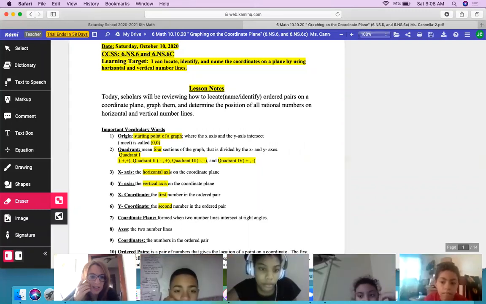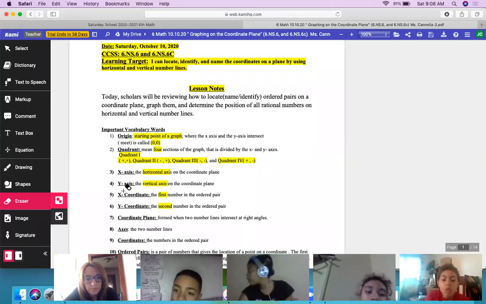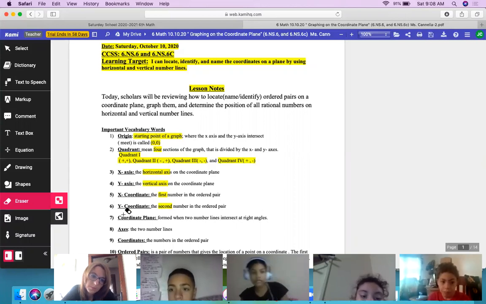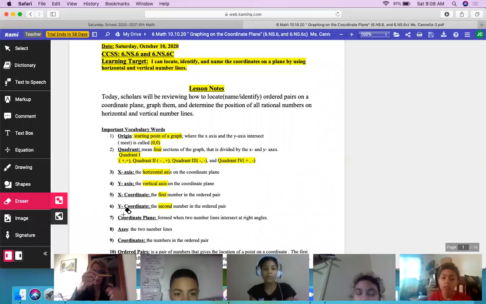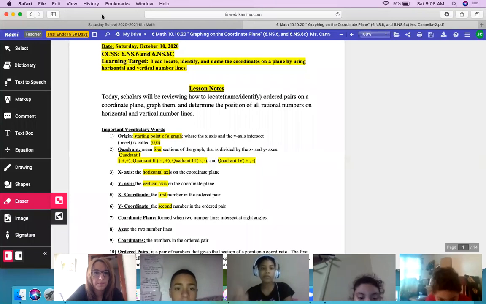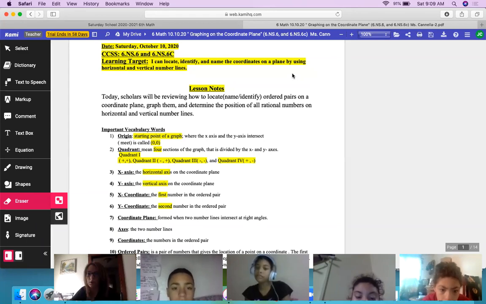Miss Lorena, x-axis, x-coordinate, y-coordinate, your turn. The x-axis, the horizontal axis on the coordinate plane. Number 5. Y-axis, the vertical axis on the coordinate plane. Stop right there for 1 second. Guys, this is horizontal from left to right, okay? Horizontal, left to right, and vertical is top to bottom. Keep going, Lorena. The x-coordinate, the first number in the ordered pair. Number 6. The second number in the ordered pair.